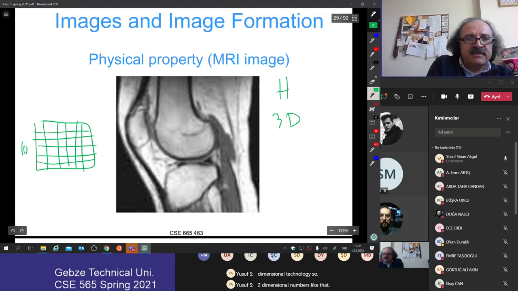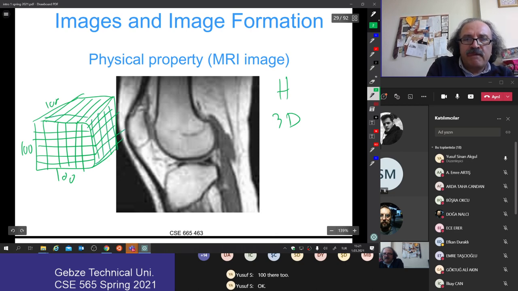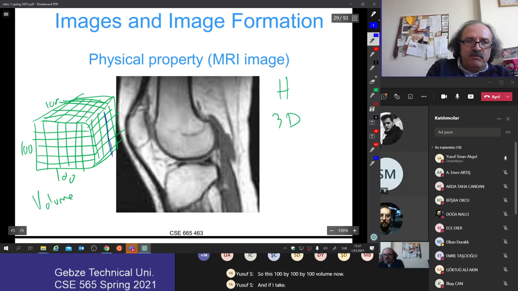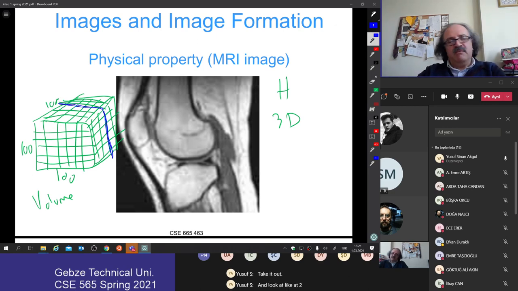Let's say this is 100 by 100. But then they stack them together, 100 there too. So this is a 100 by 100 by 100 volume now. And if I take this slice, this blue one, take it out and look at it like a two-dimensional image, I get this one. So each pixel here represents the hydrogen content of the corresponding anatomical structure inside the human body. So it is not intensity, it is not depth, it is hydrogen content.